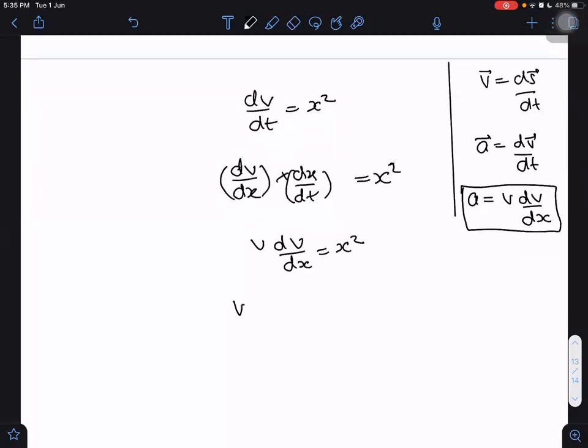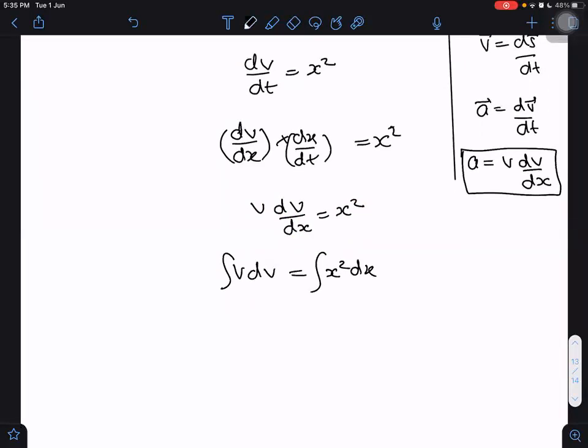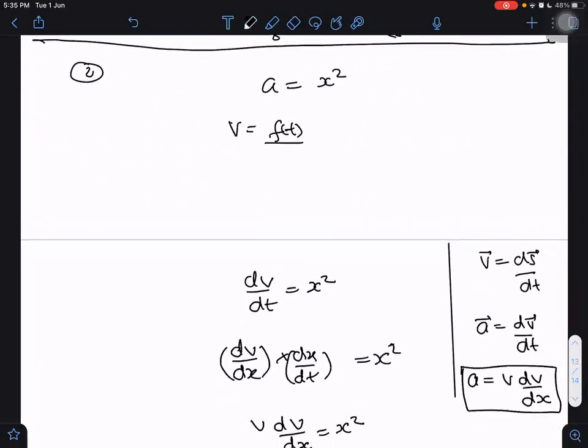What do we get now? Now we can integrate easily. v into dv. After two variables are remaining now, what I have to do? Take the same kind of variable on the same side. dx should be in the numerator here. And then we can start integrating. What we get? v square by 2 is equal to, with limits, x cube by 3.